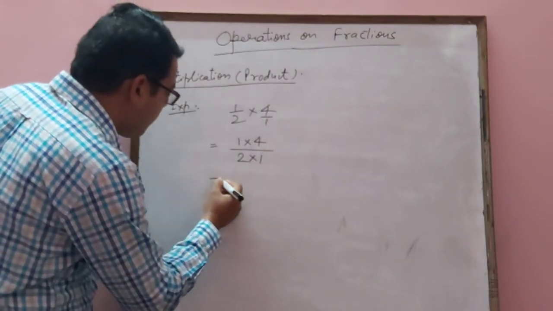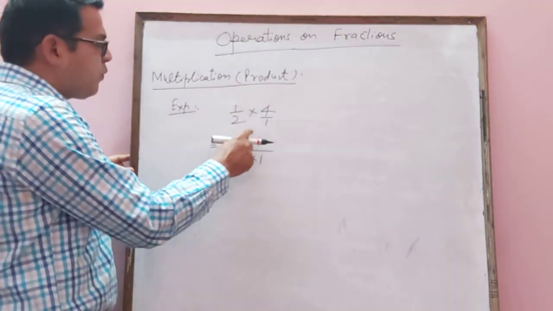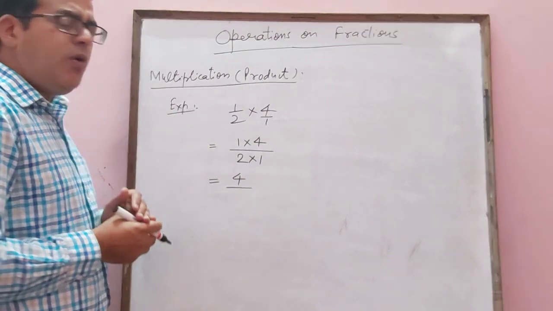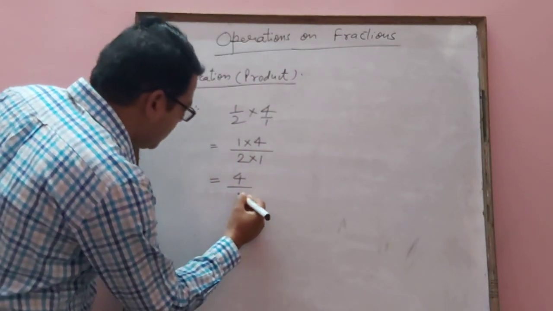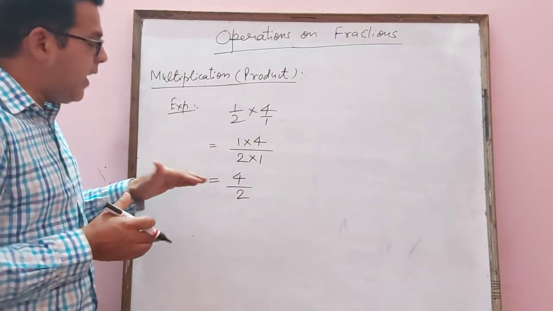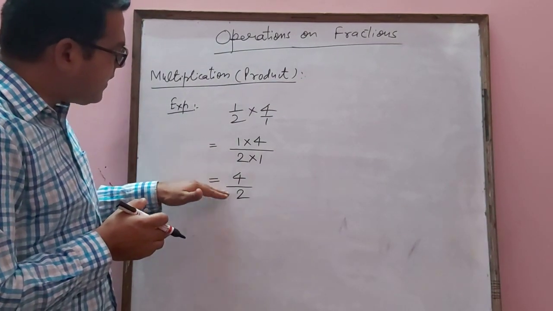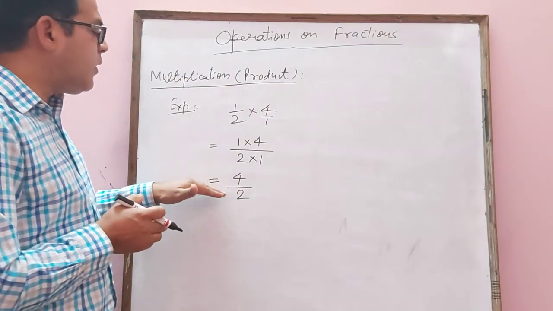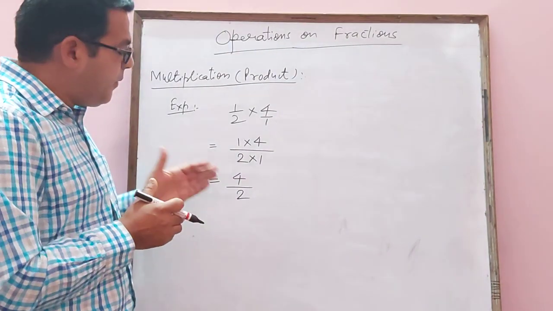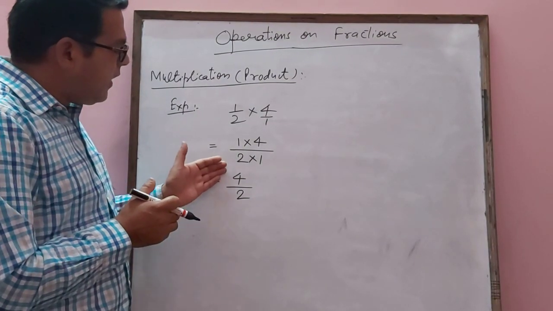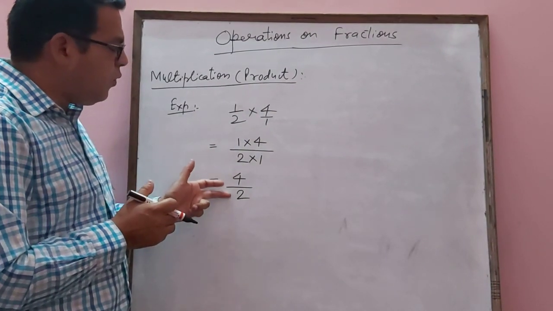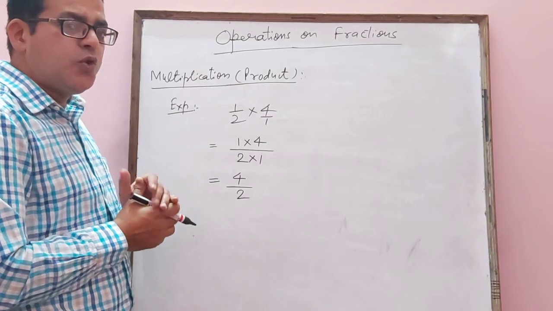Now see what will come when we multiply this 4 with 1. So we can write here 4. 4 1s are 4, and downside 2 into 1, 2 1s are 2. So we can write it as 4 by 2. Now remember guys, this 4 by 2 is not the simple form of a fraction. Why is it not simple? Because there is something common. In 4 and 2, there is 2 common.